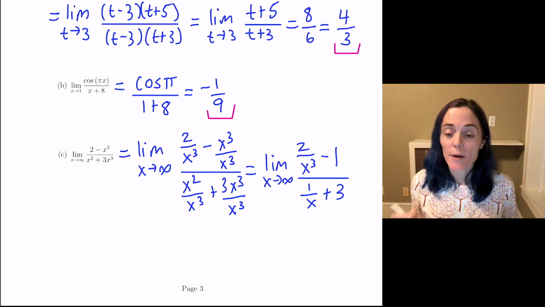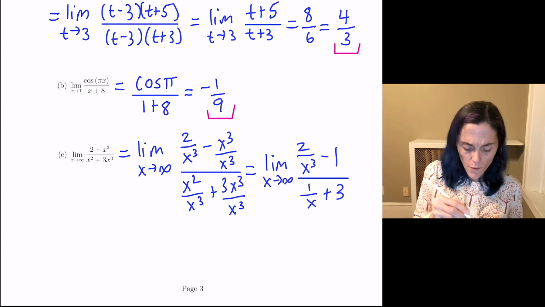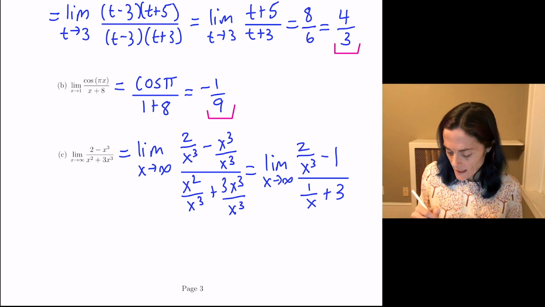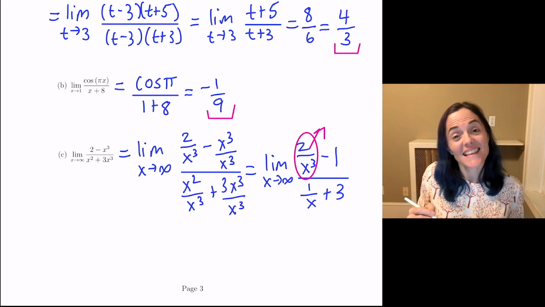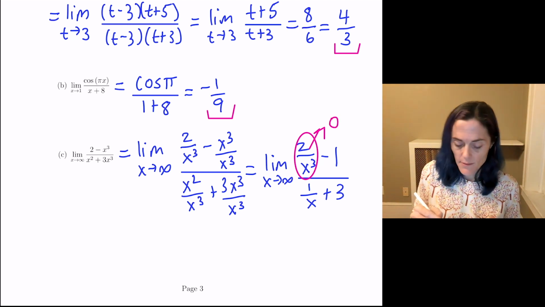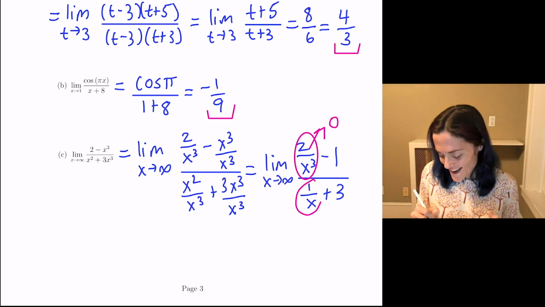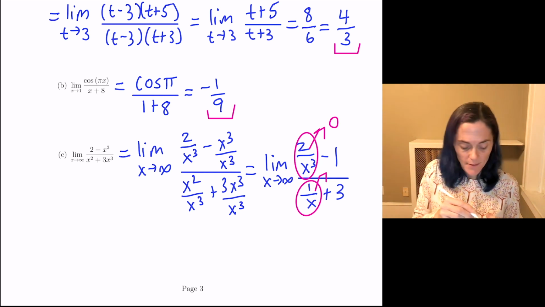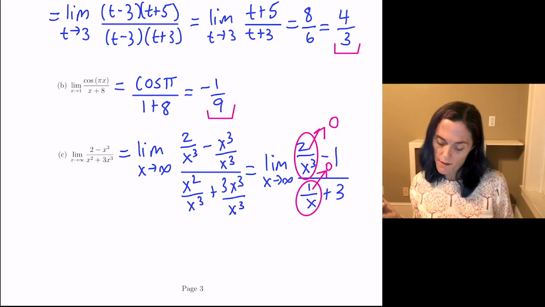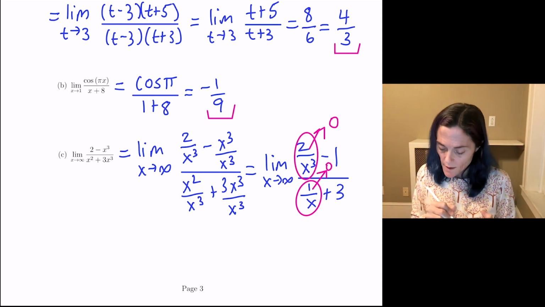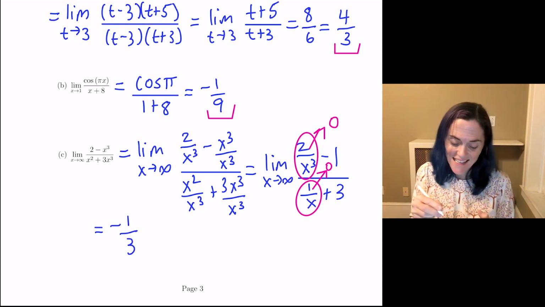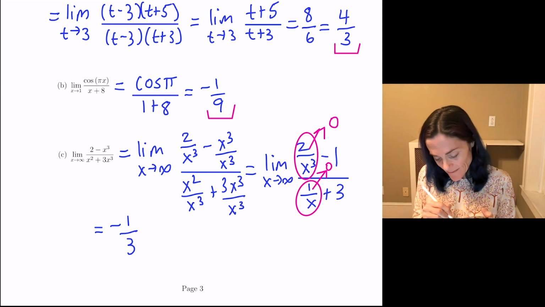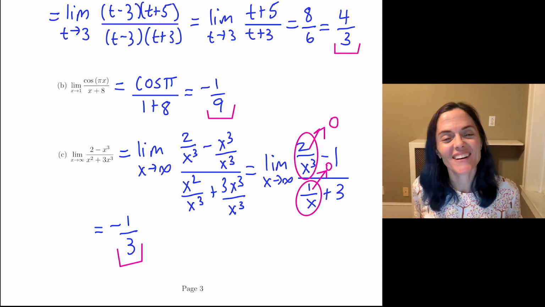Now we can use properties of limits. So 2 over x cubed as x grows without bound, this goes to 0. Next one, 1 over x as x grows without bound, this also goes to 0. So I'm left with -1 over 3. This is my limit. Now all 3 of these limits existed. How wonderful is that?